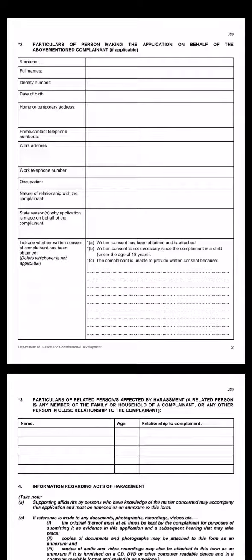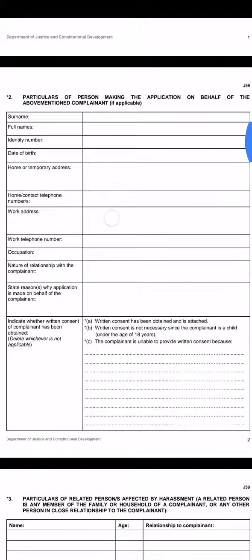Number 2, particulars of person making the application on behalf of the above-mentioned complainant. You will only fill this out if you are making the application on behalf of someone else.